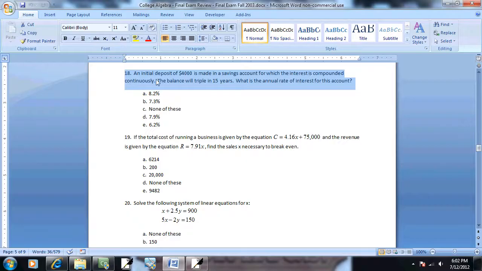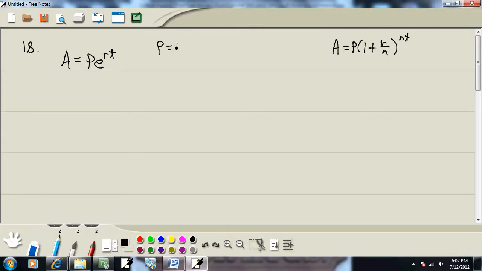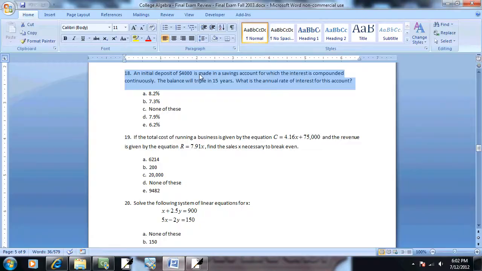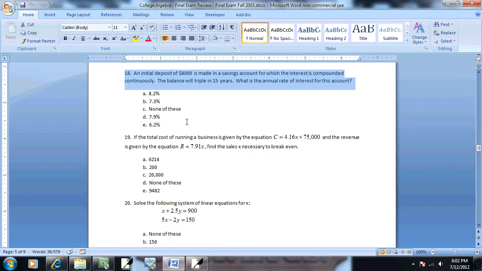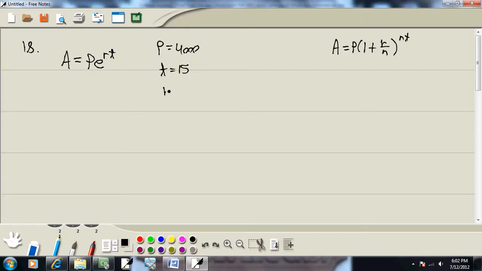So let's see what they give us. Initial deposit of $4,000, so they're telling us P is $4,000. Is made in a savings account for which interest is compounded continuously. Balance will triple in 15 years. So they're telling us T is 15. What is the annual rate of interest for this account? So they're wondering what R is.